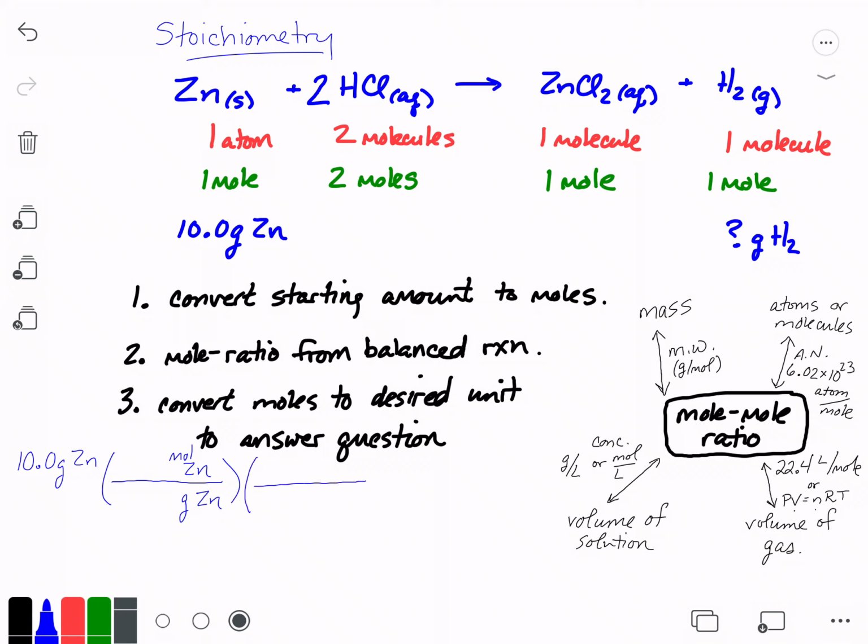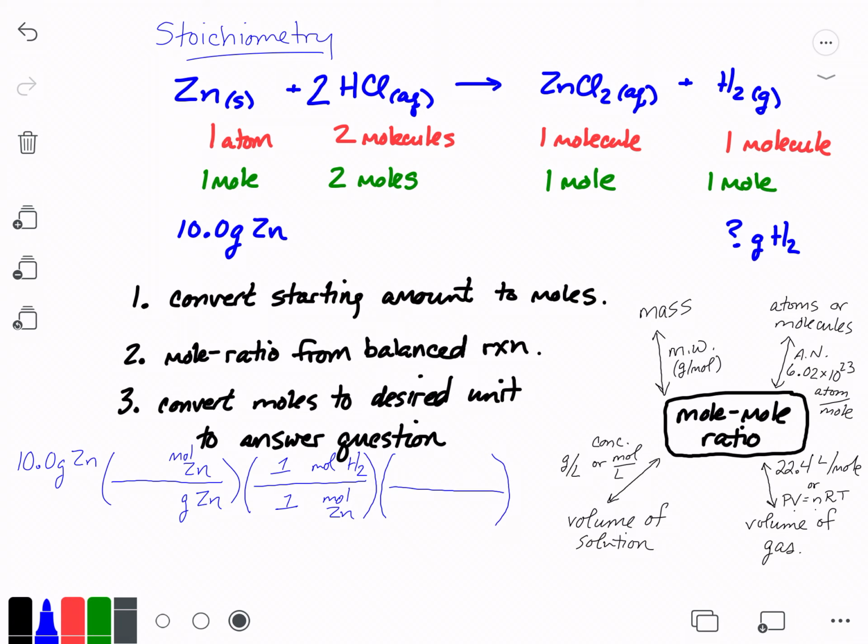My next step is going to have to be the mole ratio. So I need moles of zinc on the bottom, so it cancels out here, and moles of the thing I'm asking about, in this case hydrogen, on the top. That's going to come from the balanced chemical reaction. And in this case, when I look at my balance, I have 1 mole of zinc reacting to give 1 mole of hydrogen. Now, even though this particular number, 1 over 1, is a mathematically insignificant calculation, it's still important to write it so that we can see that unit changing.